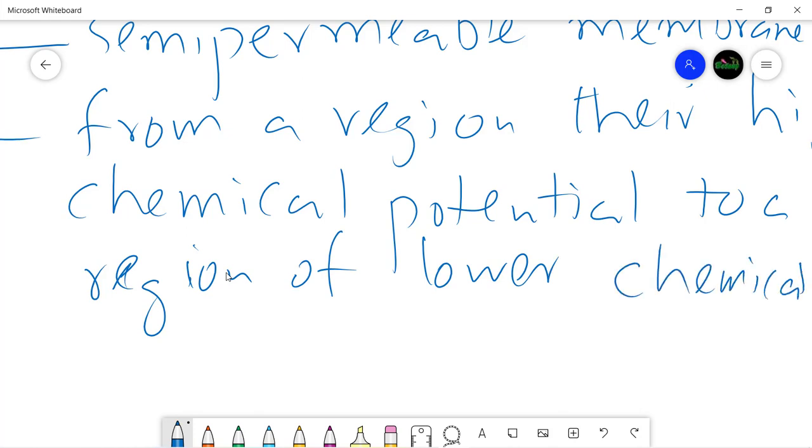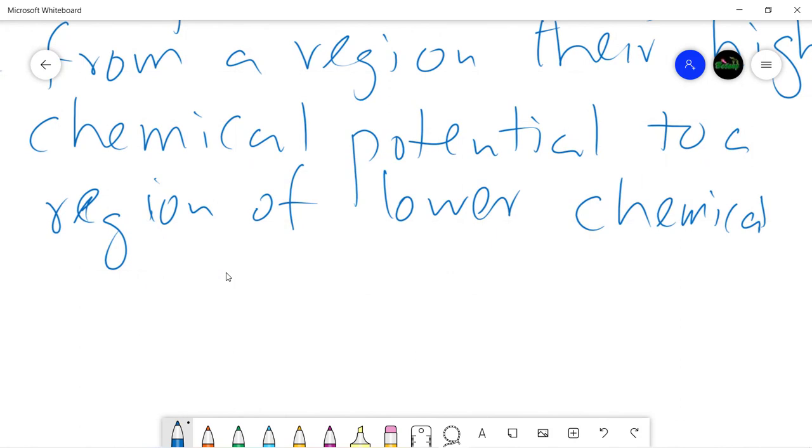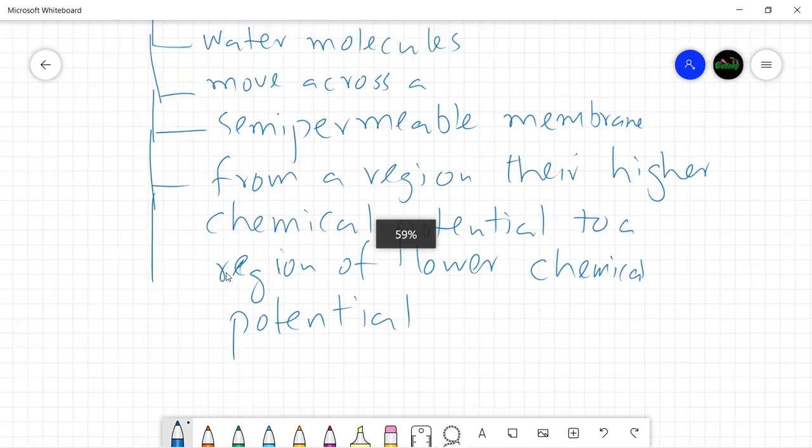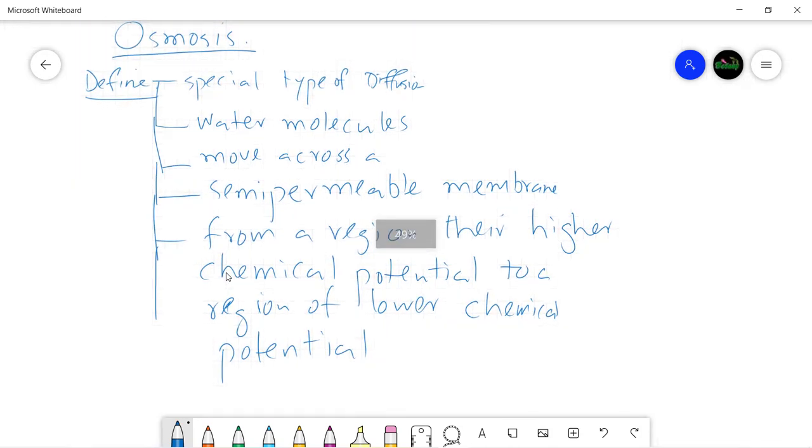So there must exist a chemical potential gradient, and if there is no gradient, obviously the net movement of molecules of water across the membrane will be the same. So we cannot say that osmosis is taking place as there will be an equilibrium. So when there is a gradient, there is a net movement of molecules from one side of the membrane to another. So this was a definition. Let's go through it again.